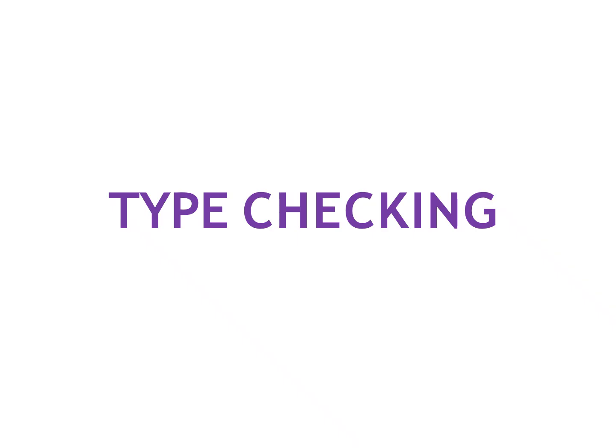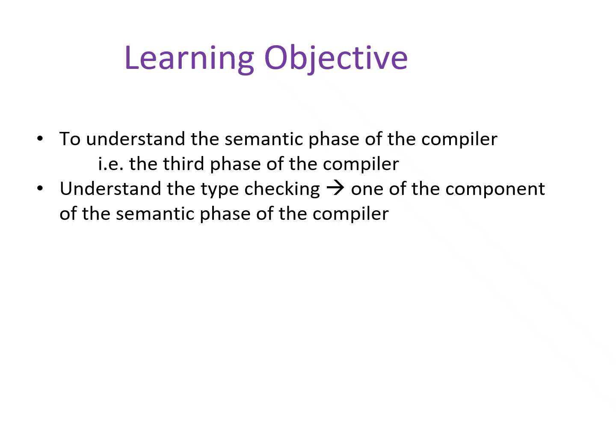Good morning. In today's class, we are going to see about type checking. The learning objective of type checking is to understand the semantic phase of the compiler. Since type checking is one of the components in the semantic phase of the compiler, we are going to study in brief about type checking.